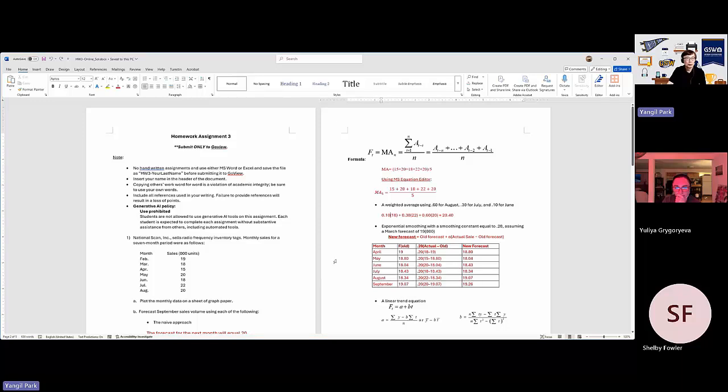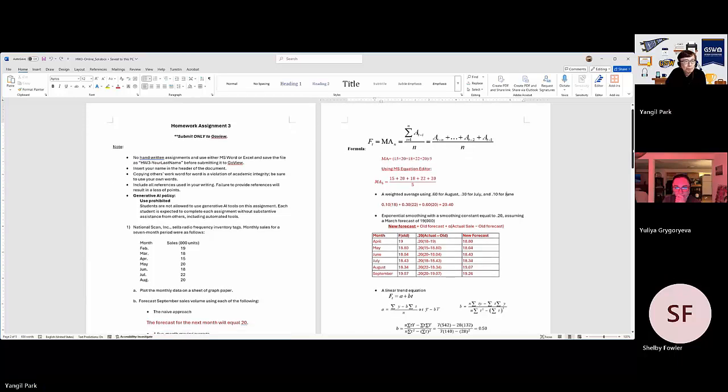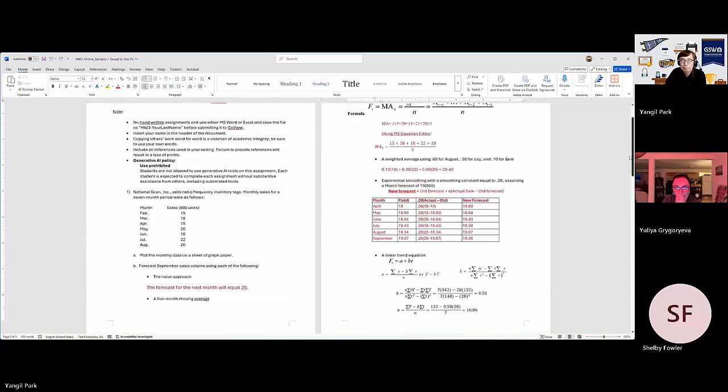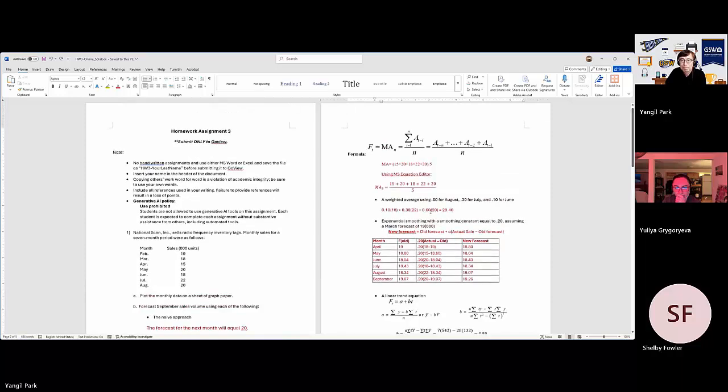So in this example, where's the question? Oh, there you go. Weight is given 0.6 for August, 0.3 for July, 0.1 for June. So all you do is multiply by the weight, right? However, it's not divided by the number of months or number of periods. I think we had it here. Let me see.